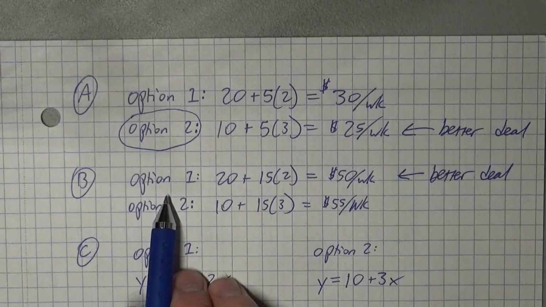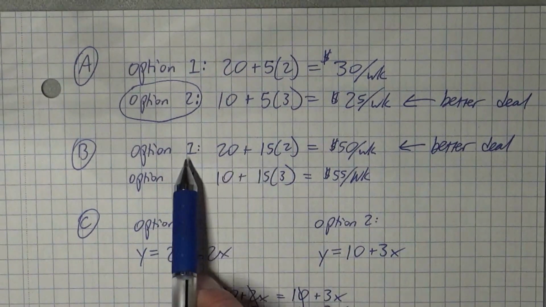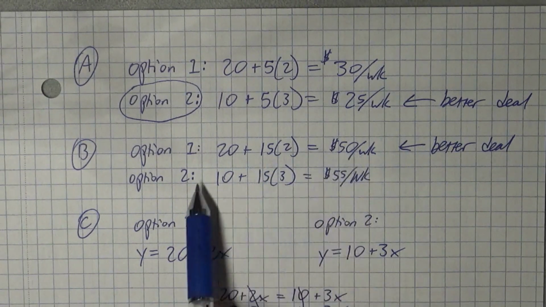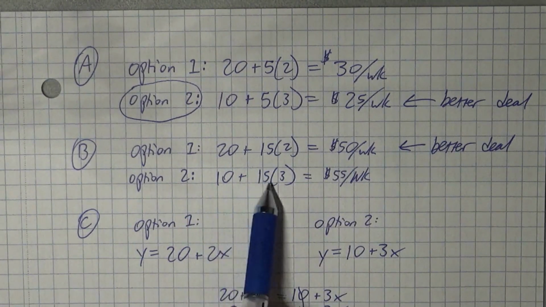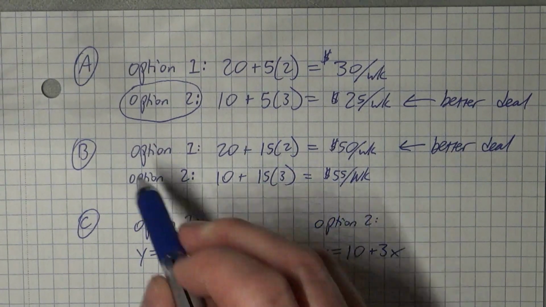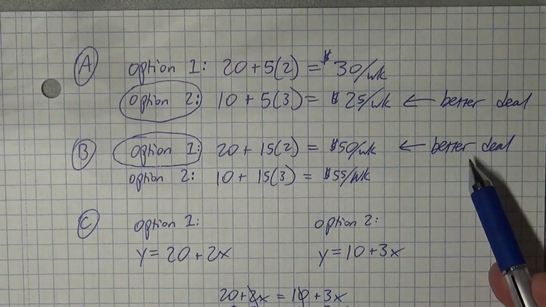The second question asks, what if you need to go 15 times a week? 20 plus 15 times 2, now our total is $50 a week. Option 2, $10 plus $3 a visit, sums up to $55 a week. So now option 1 is the better deal now that we have more visits to the bathroom.